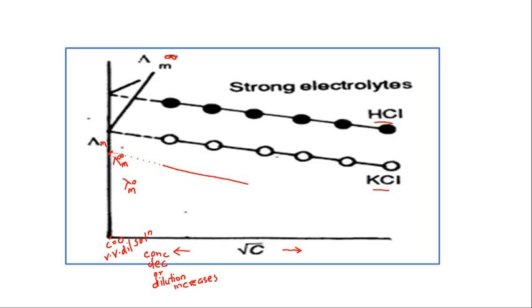Now this is for strong electrolytes. So you can see for KCl, this is your lambda m, and this is your lambda m for HCl. That is, it is limiting molar conductivity, or molar conductance at infinite dilution, when the solution is very, very dilute. Because you are getting a straight line graph like this for strong electrolytes, it is possible to find out equivalent conductance or molar conductance at infinite dilution of strong electrolytes.